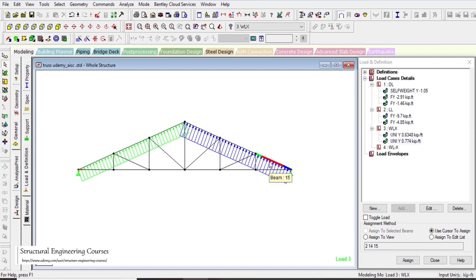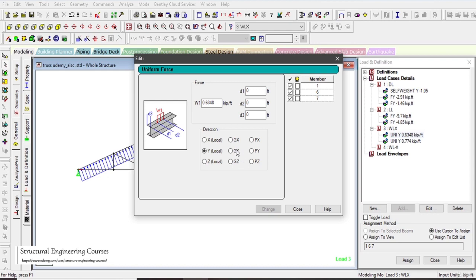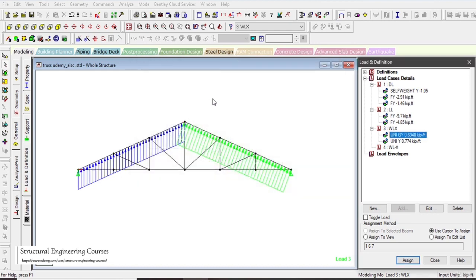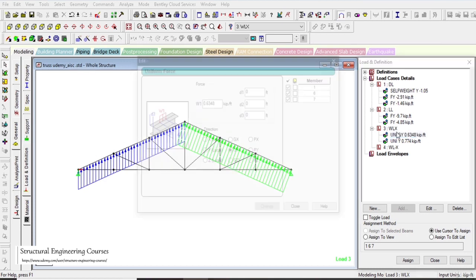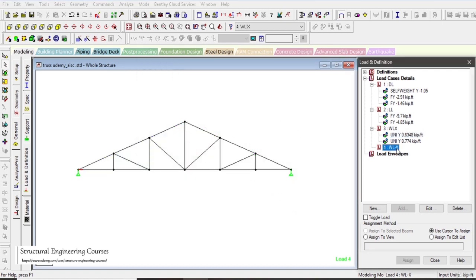And there's one more thing to notice: I had applied the loading in the local Y, not on the global Y. So when I change it to global Y, you can see that the loading acts against the direction of gravity, not against the direction of the member. So that is why we do need to consider the Y local here, not the global Y direction.